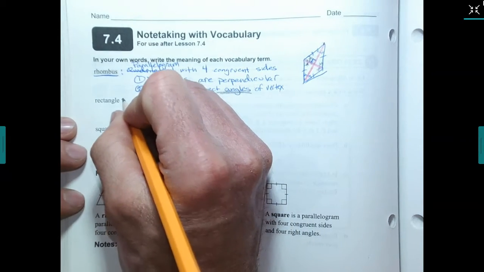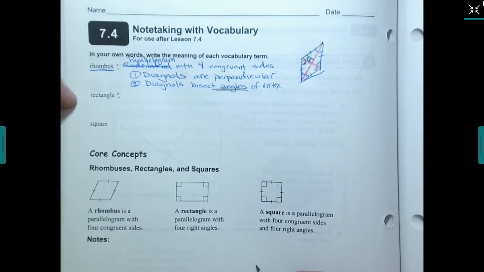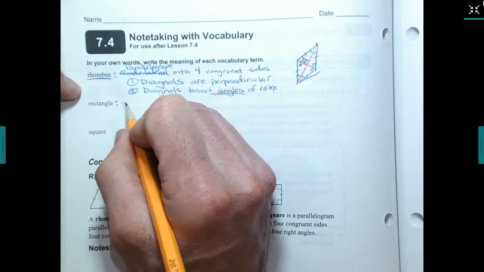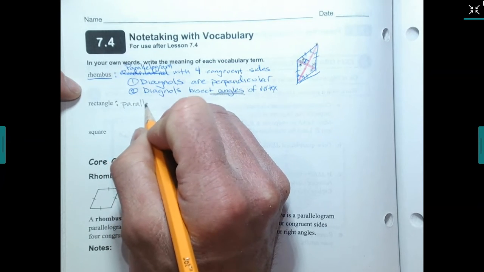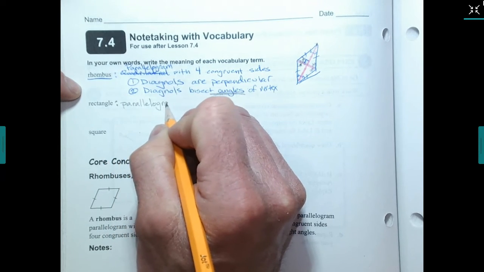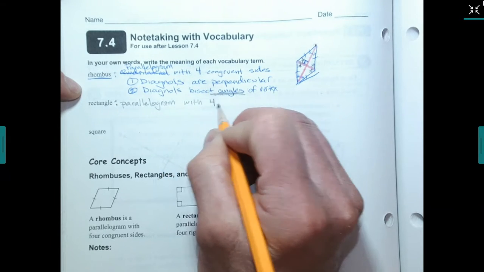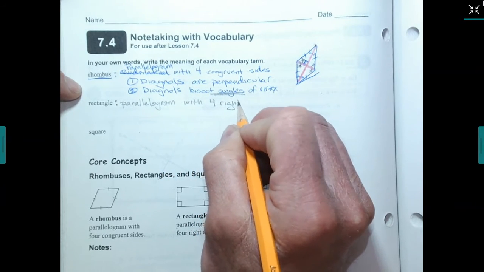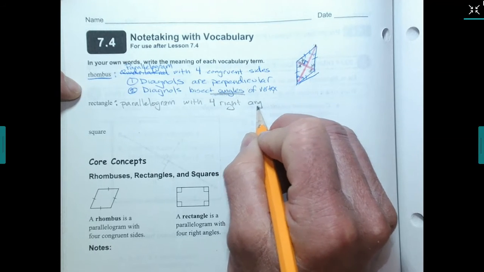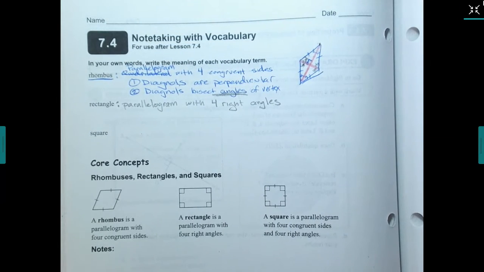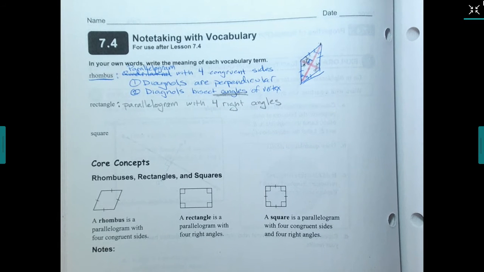All right, rectangle. What is unique about a rectangle? It's a parallelogram with four right angles. So a rectangle is a parallelogram with four right angles.